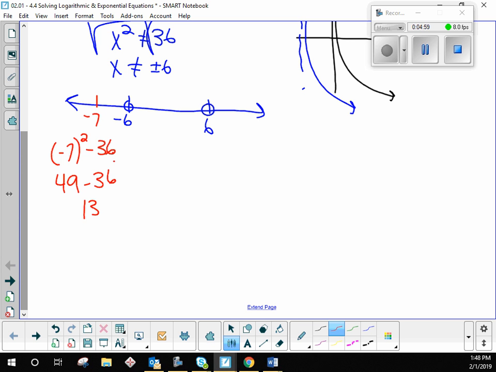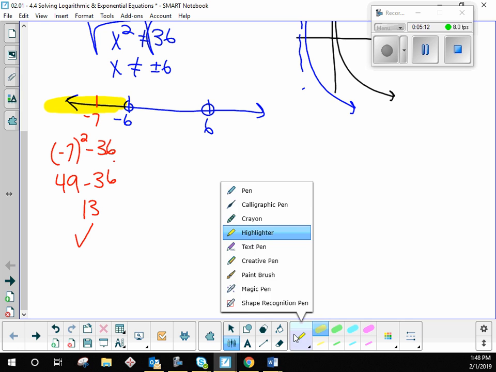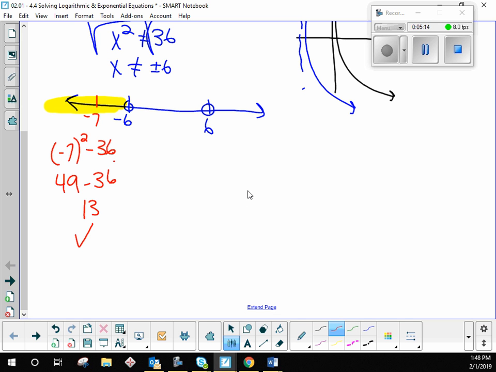I don't really care that it's 13. I care that it's what kind of number? Positive, right? So positive is good. So I don't have to test any more numbers in that interval. I already know everything there is going to work. By the way, because of the squared, if negative 7 gives me 13, what other number would give me 13? Positive 7. Like if I were to check positive 7 over here, that's going to give me the exact same thing.